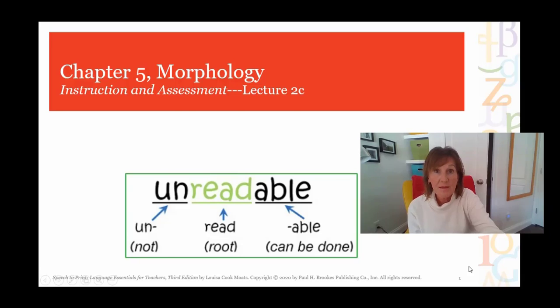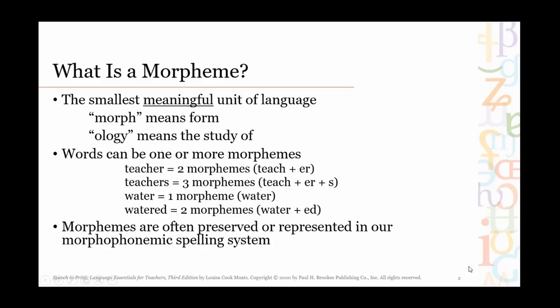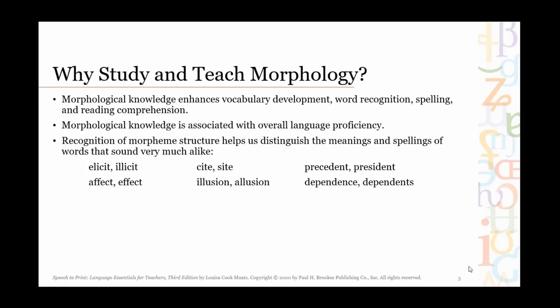Let's get started. Dr. Moats tells us that a morpheme is the smallest meaningful unit of language. Words are made up of one or more morphemes. As in the examples on this slide, the word teacher has two morphemes, teach plus er. Teachers has three: teach, er, and s. Water has just one morpheme. Watered has two morphemes, water and ed.